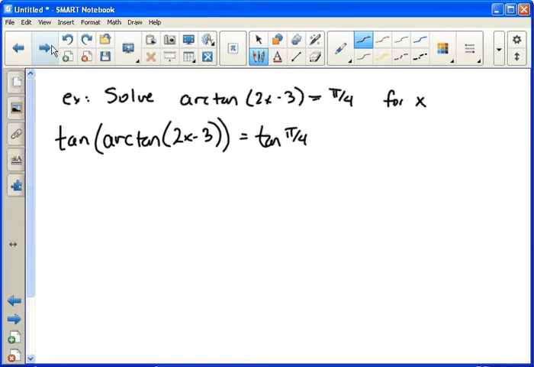So that just leaves 2x minus 3 on the left side. Tangent of pi over 4 is equal to 1. So then simply add 3 to both sides and divide both sides by 2. So the key is just to remember that the opposite of arctangent is tangent.